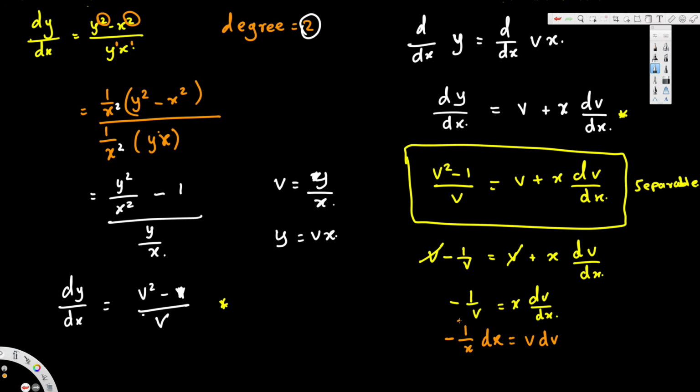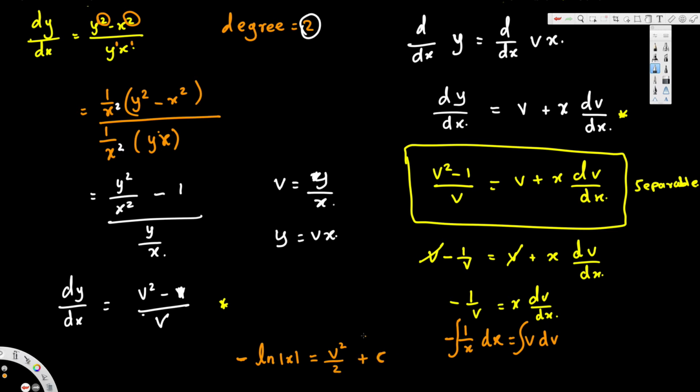So let's do the integration. We integrate here, 1 over x dx, this is just ln of x, so this is going to be negative ln of x, and then on the other side we will have just v square divided by 2, and we just add a constant right here.